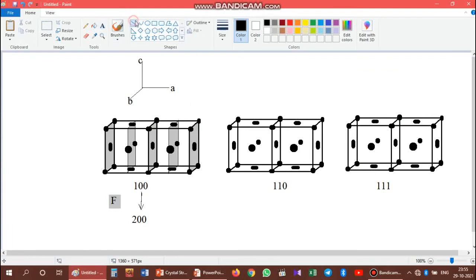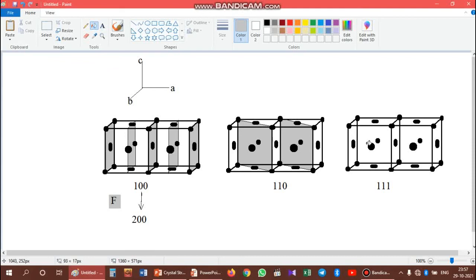So just join them. Joining here to here, here to here, also here to here, and here to here. And finally shade them. So in order to shade them, this one and this one, this one, this one, and this one.